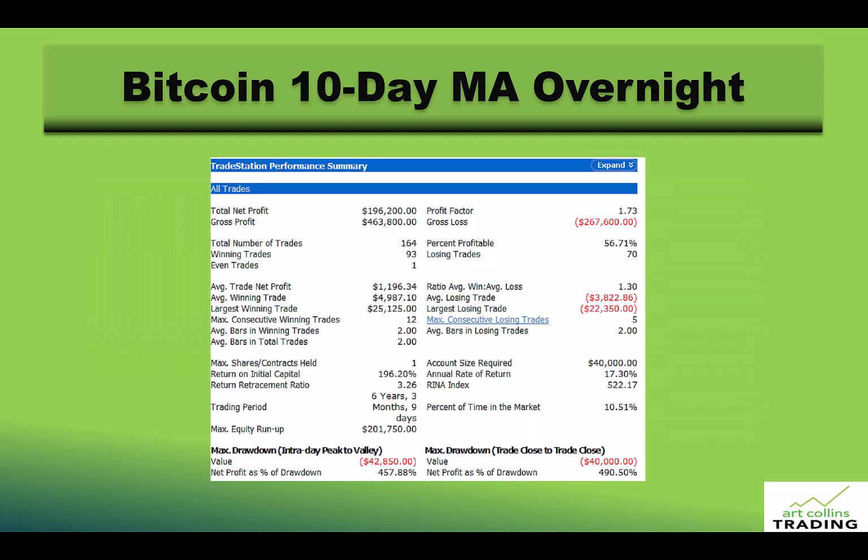Okay, on the full-size mega futures contract, this actually goes back part way in 2018, okay? And netted $196,000 off 164 trades, 56% were profitable, $1,196 average profit, $40,000 worst drawdown, 490% return on account.